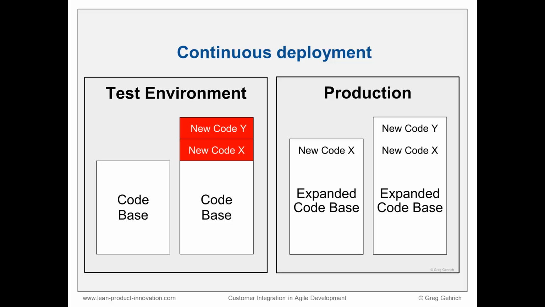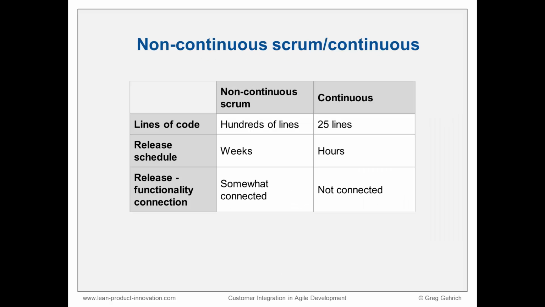This table compares non-continuous Scrum cycles with continuous integration examples. So number 1, lines of code: hundreds in Scrum versus 25 or so in CI, continuous integration. And second, the release schedule is weeks versus hours. And third, the connection between the release and functionality: loosely connected in Scrum and completely disconnected in CI.